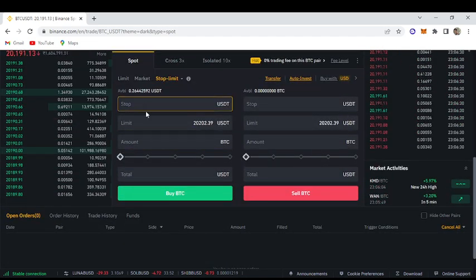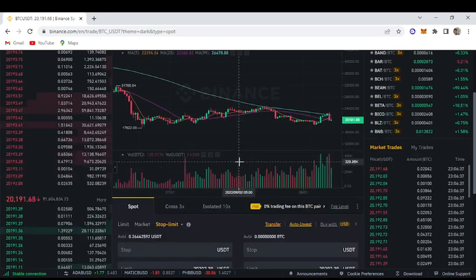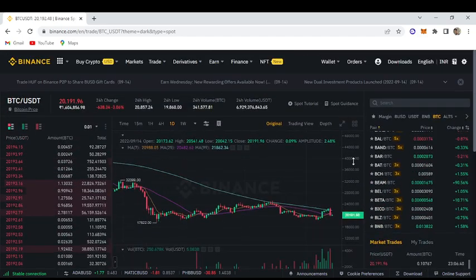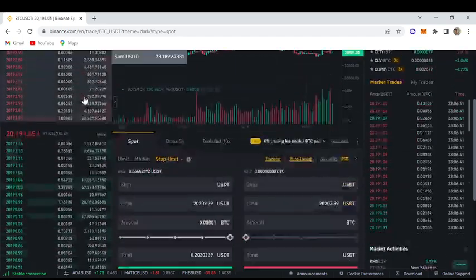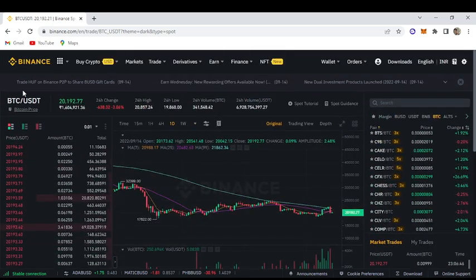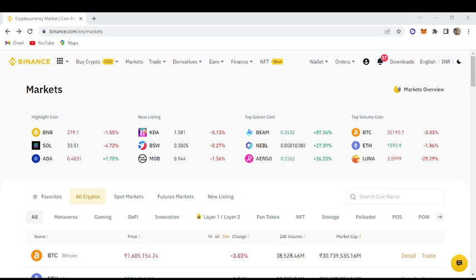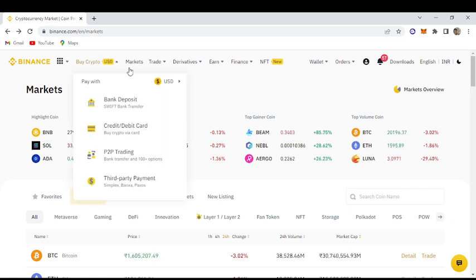So suppose I wanna buy. Before buying, you look, like I don't have USDT in my wallet. So what you have to do before buying, that's BTC per USDT, right? You gotta have USDT in your wallet. So how will you get USDT in your wallet? As I'm from India, the easiest way right there is to buy through P2P trading.